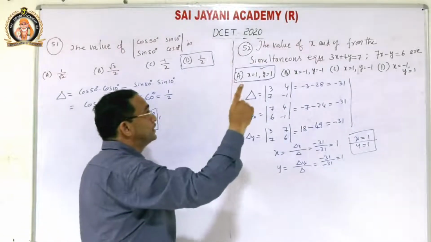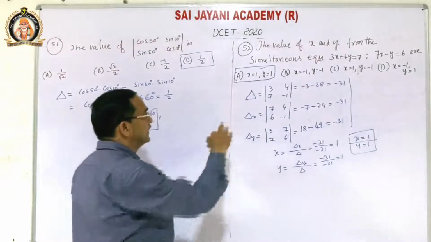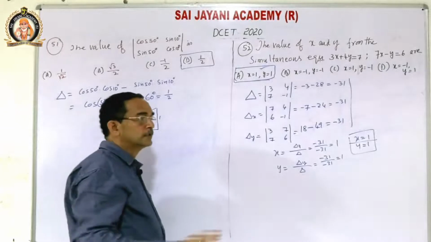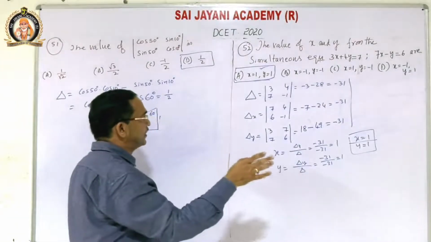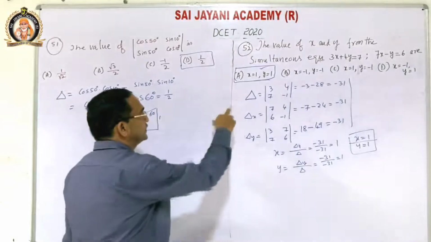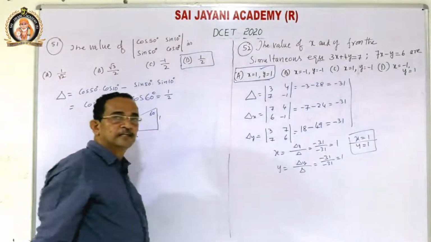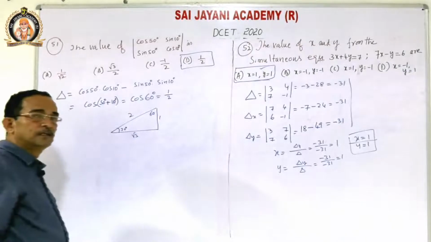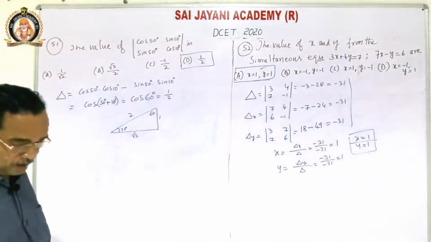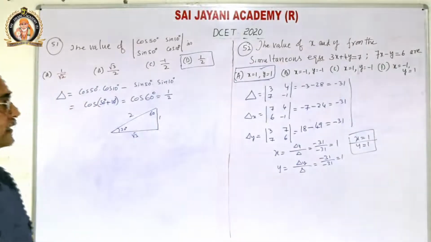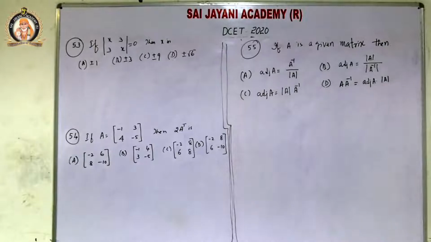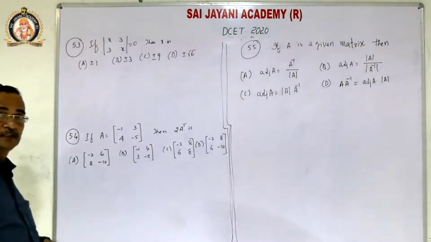If he has asked for only one term, either x or y, you have to find delta and delta x, delta y and delta z, but there is no need to find all of them. If you are asked for x, then delta and delta x are sufficient. If you are asked for y, then delta and delta y are essential. If you are asked for z, then we go for delta and delta z. Then we can get the solution for the problem. So now we shall come to question number 53.